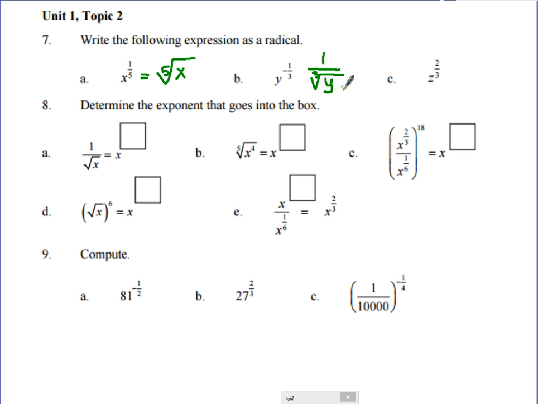All right, over here we have z to the second power and the third root. So we have two options here. We can write the third root of z squared like that, or we could write the cube root of z squared like that. So either one, this or that.